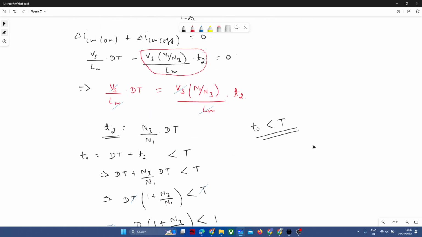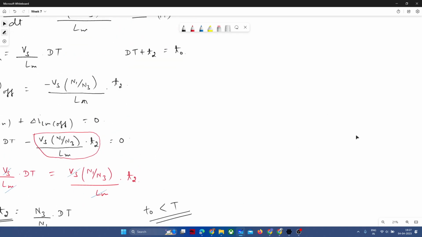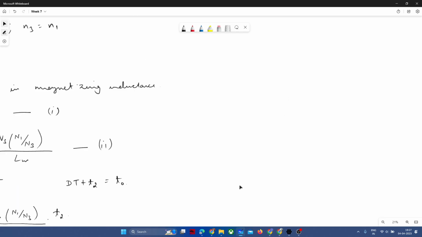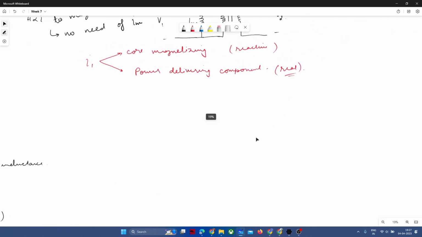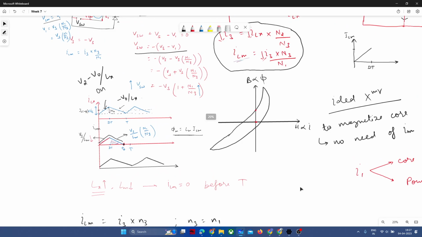Finally, we will solve one or two problems now, so that we will be well versed with this concept. The BH curve, I want to explain when I start magnetics. As soon as I finish this forward converter, I will try to start magnetics as soon as possible, and in that I will explain in detail. I just explained the BH curve here because one person asked why we keep ILM equal to 0 before the start of the next cycle. So I tried to answer it from the BH curve approach.